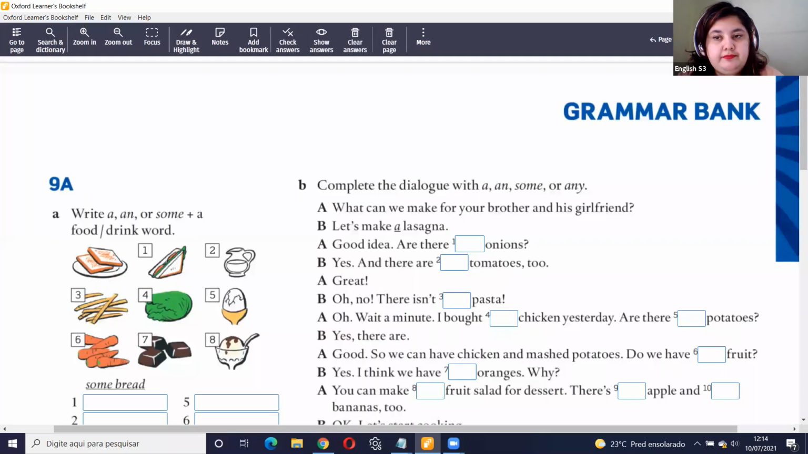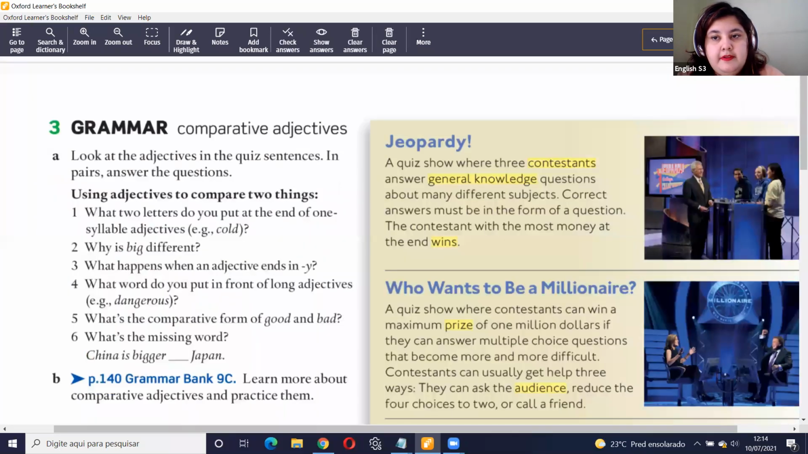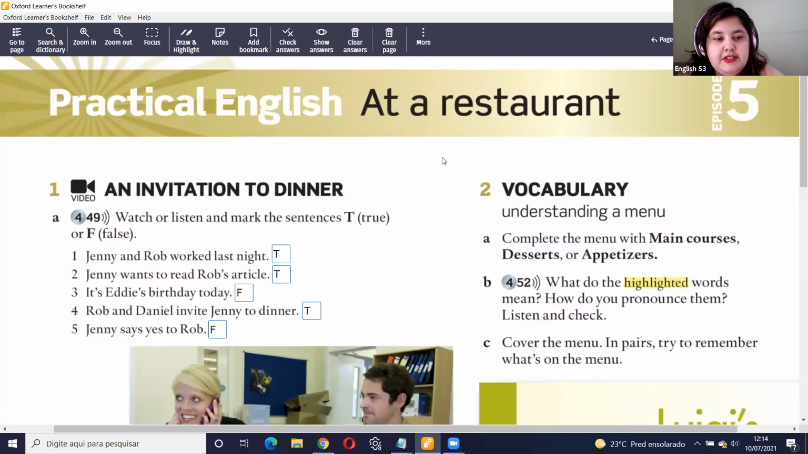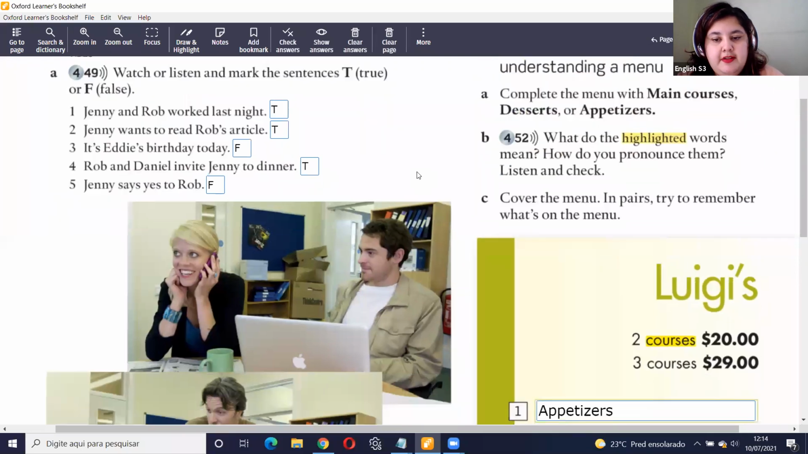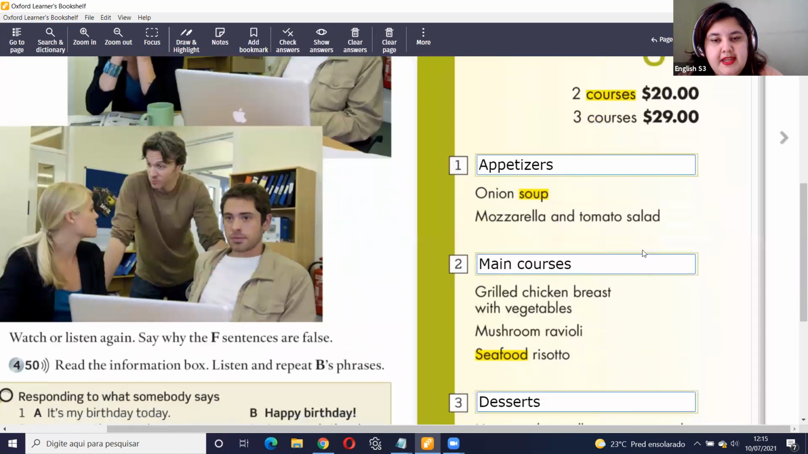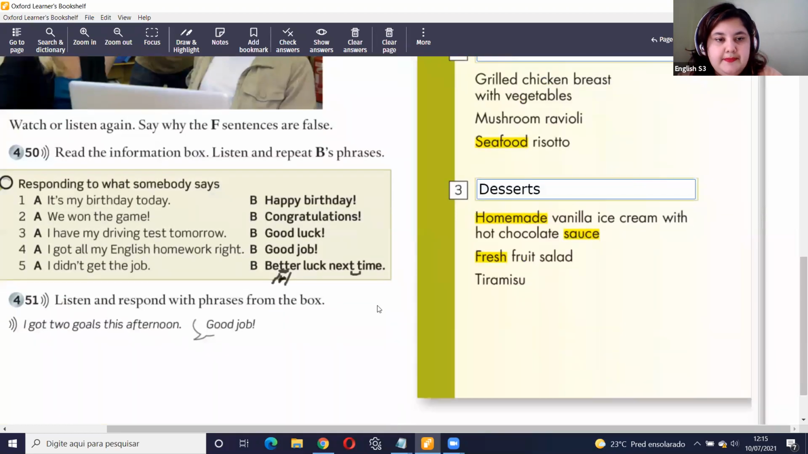Finalmente, and finally, we saw the practical English at a restaurant, okay? So we have a menu here, appetizers, main courses, and desserts. Reminder that appetizer can be also called starter, ou seja, é um aperitivo ou uma entrada que vem antes. O main course é o prato principal e a dessert é a sobremesa.